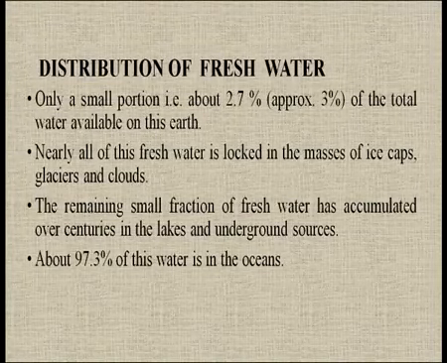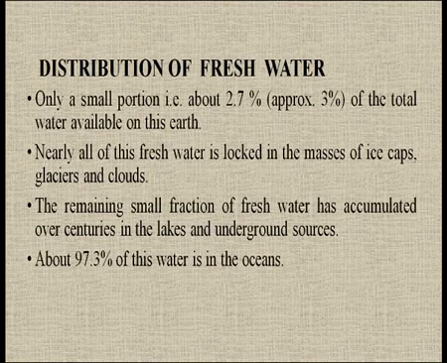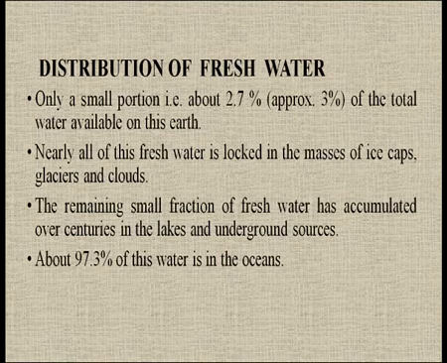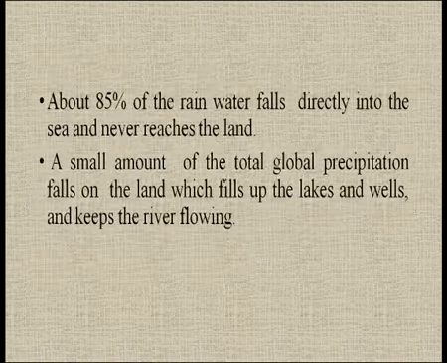Fresh water is the water that has no salt and that we can drink. Distribution of fresh water: only a small portion, about 2.7% of the total water, is available on this earth. Nearly all of this fresh water is locked in the masses of ice caps, glaciers and clouds. The remaining small fraction of fresh water has accumulated over centuries in the lakes and underground sources. About 97.3% of the water is in the oceans.